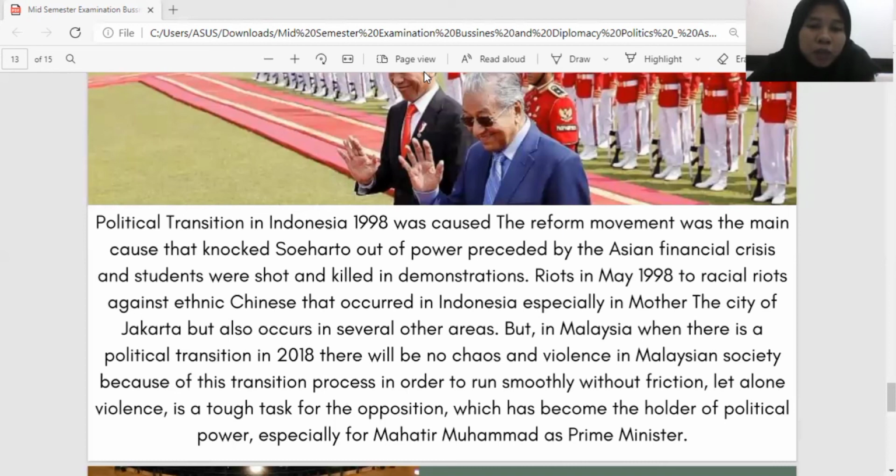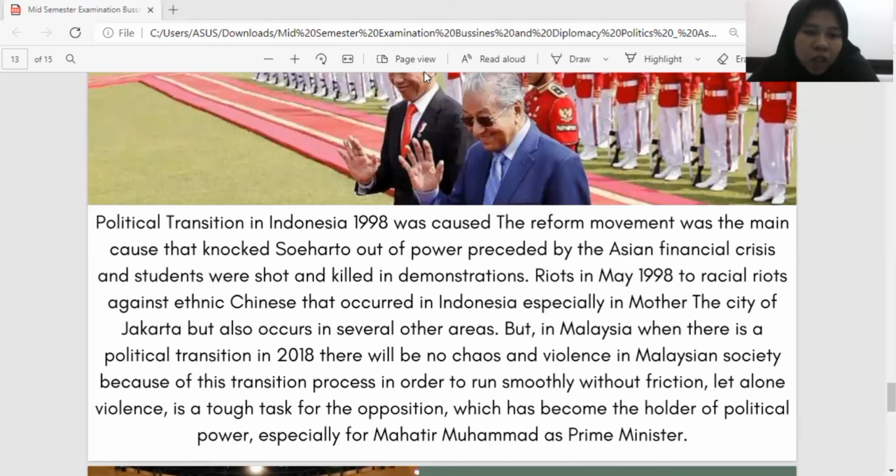So in Malaysia, when there is a political transition, there will be no chaos and violence in Malaysian society. First, because the issue of party political consultation is not a very attractive source for designing the application of violence against ethnic issues. Second, because of the high standard of living, Malaysians prefer to secure economic security rather than getting involved too far in political affairs, except for those who are cadres and in the structure of the party.